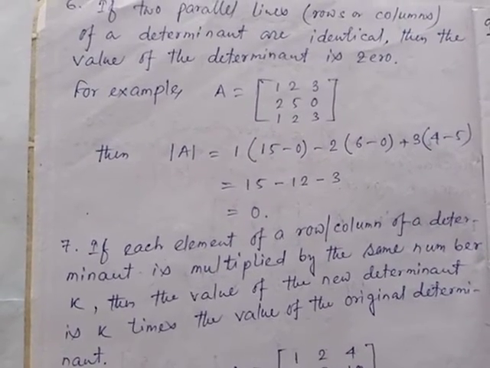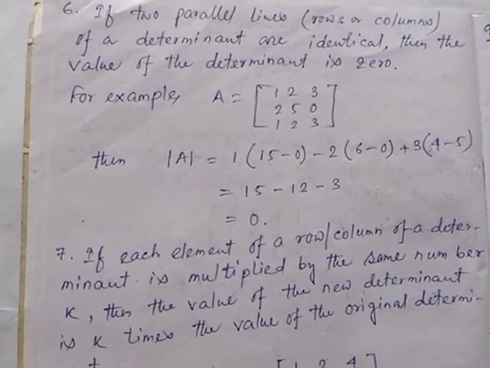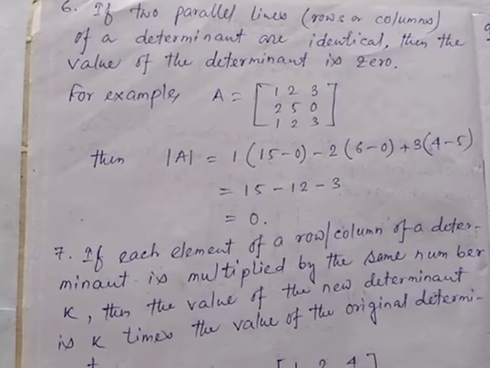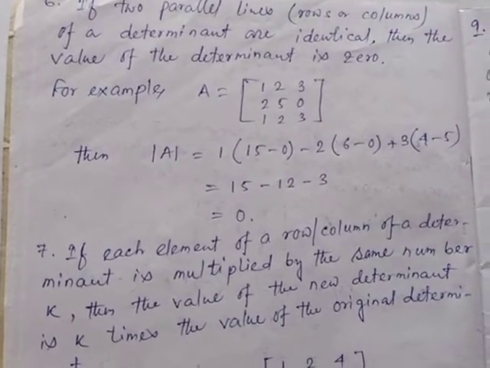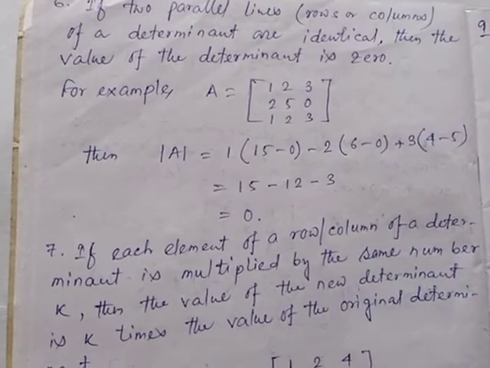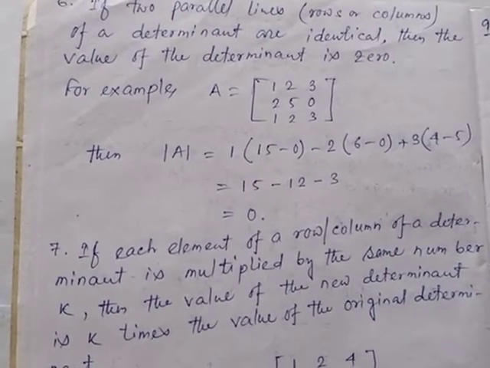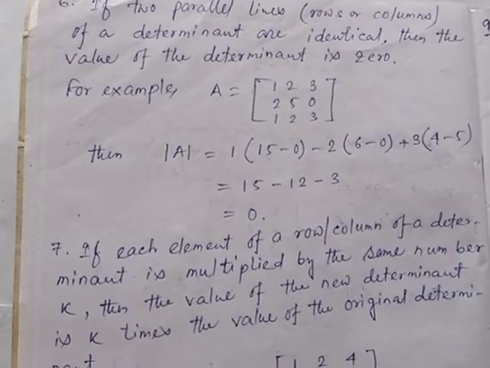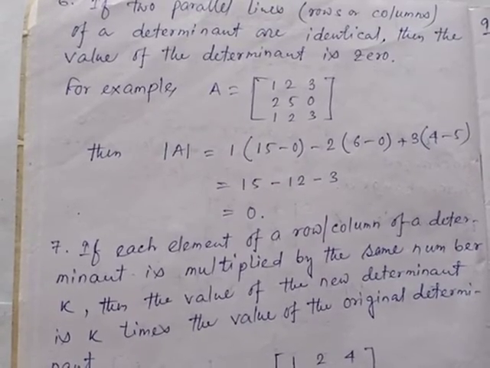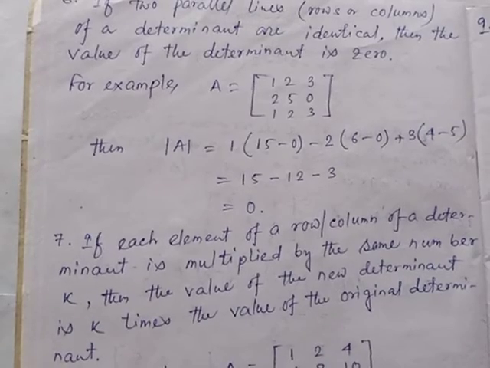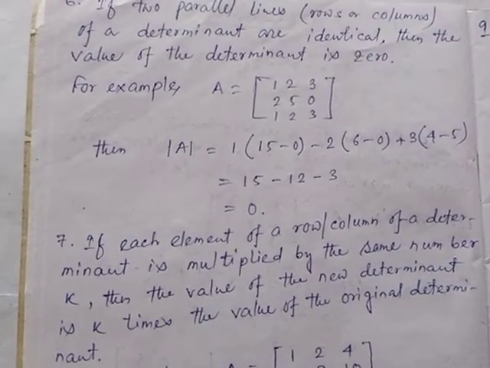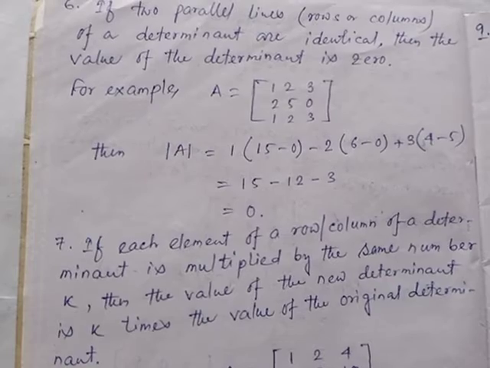Number 6. If two parallel lines, rows or columns, of a determinant are identical, then the value of the determinant is 0. See that here the first row is 1, 2, 3 and the third row is 1, 2, 3. So here the determinant value is 0. If two rows or two columns are identical, that means the value of the determinant is 0.